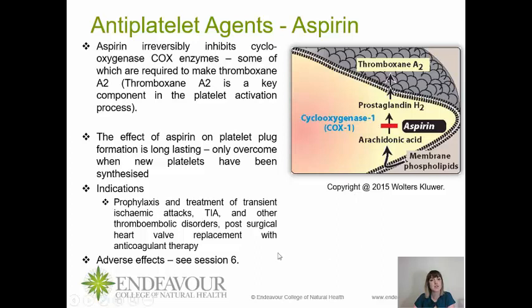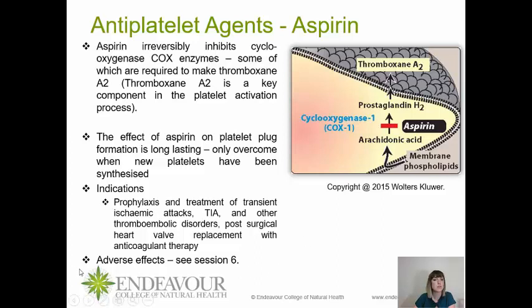So therefore we use aspirin for prophylaxis and treatment of disorders of abnormal clotting, such as transient ischemic attacks, where you get brief stroke-like symptoms, thromboembolic disorders, after any heart valve replacement, where you've got this highly thrombogenic surface being added into the heart, and other disorders of coagulation as well.